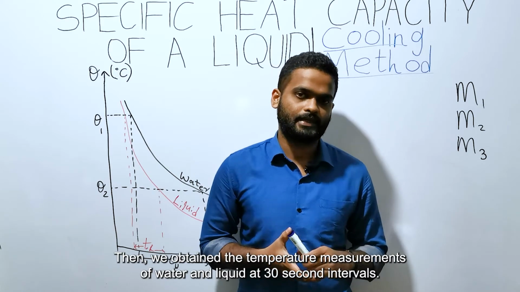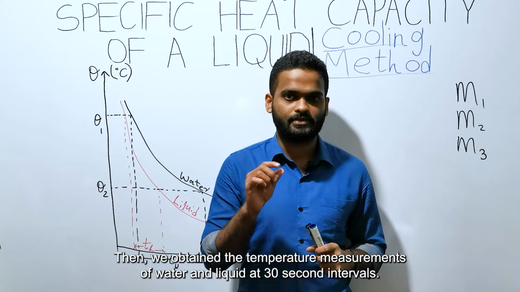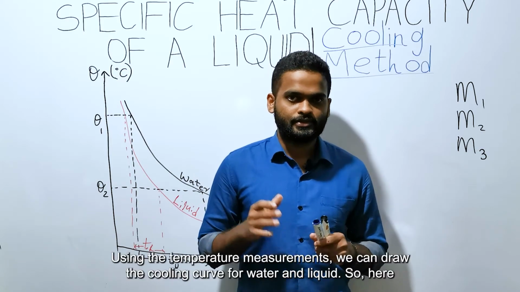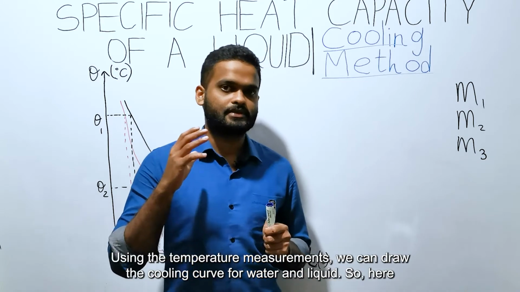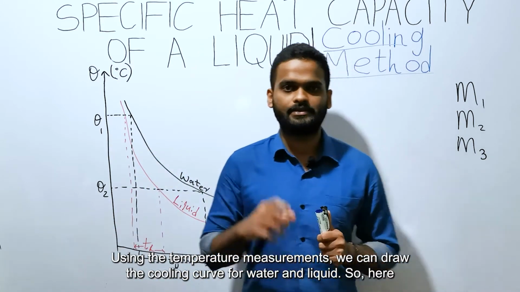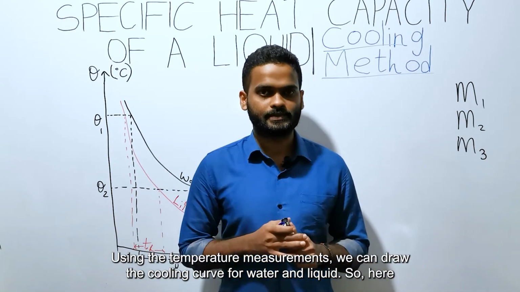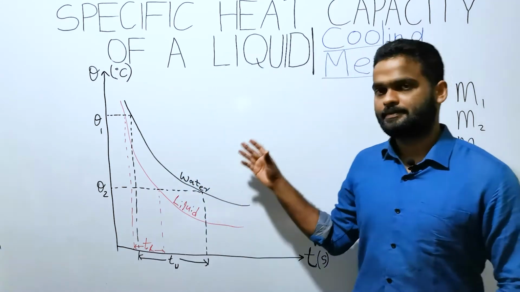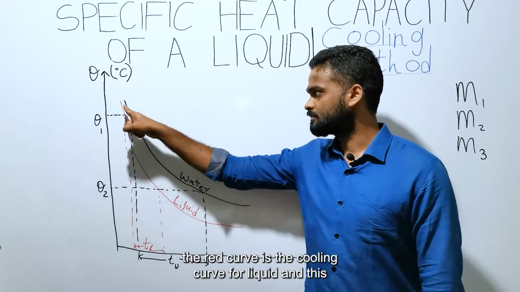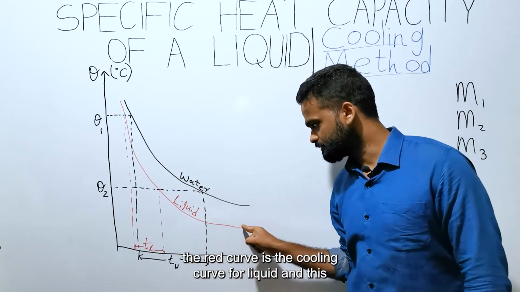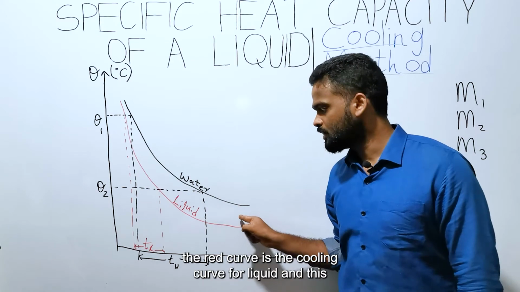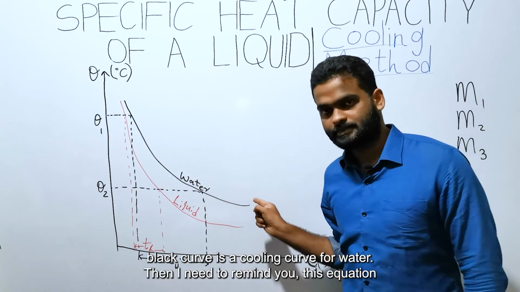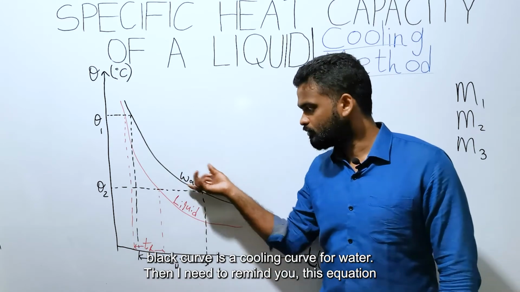Then we obtained the temperature measurements of water and liquid at 30 seconds intervals. Using the temperature measurements, we can draw the cooling curves for water and the liquid. So here the red curve is the cooling curve for liquid, and this black curve is a cooling curve for water.